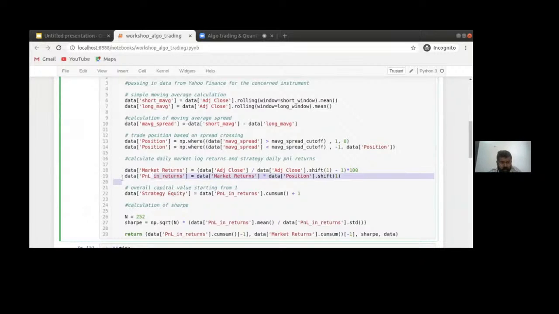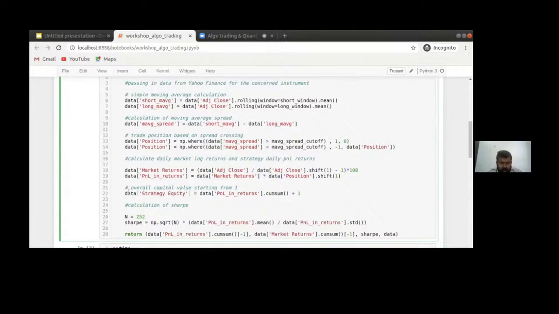Then comes the next portion, P&L, in terms of return. So what I did is I just multiplied the market returns by my position, whatever position I had that day. So basically, this gives me, if I was long, how much I made, or if I was short, how much I lost or made. It gives me the daily returns on my invested money.